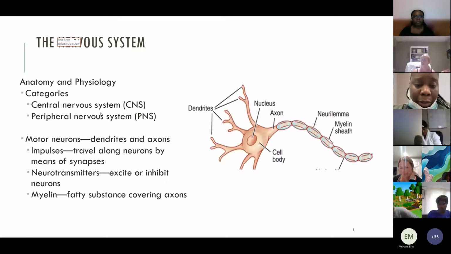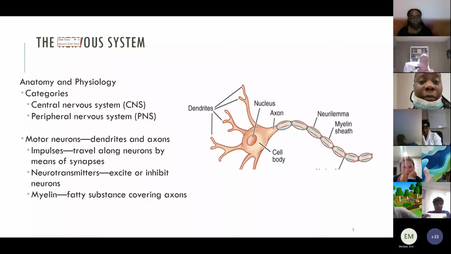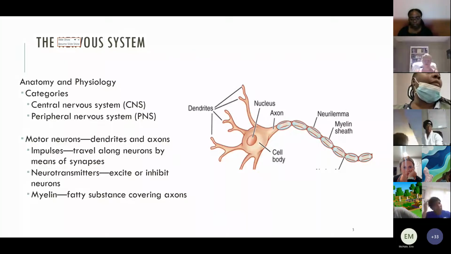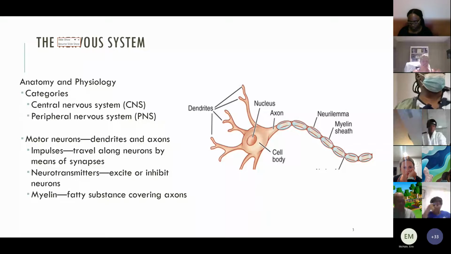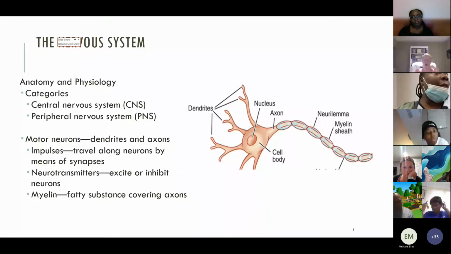So our nervous system is actually broken down into two categories. So we have our central nervous system, which is our CNS, and then we have the peripheral nervous system, which is our PNS. We have our motor neurons. Our motor neurons are the dendrites and the axons. So they're responsible for creating these impulses. These impulses travel along all the neurons in our body and go in through these different synapses. They come in contact with neurotransmitters.